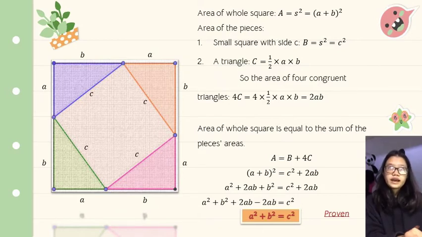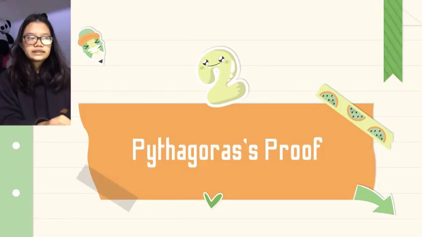We move the 2ab on the right side to the left side, so the sign will be changed to a minus. So we find a square plus b square plus 2ab minus 2ab equals c square. 2ab minus 2ab is finished. So the final notation is a square plus b square equals c square. The theorem is proven.